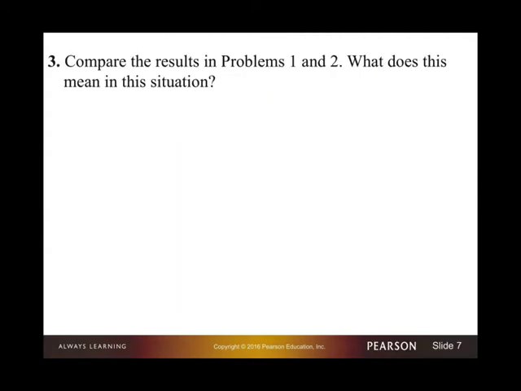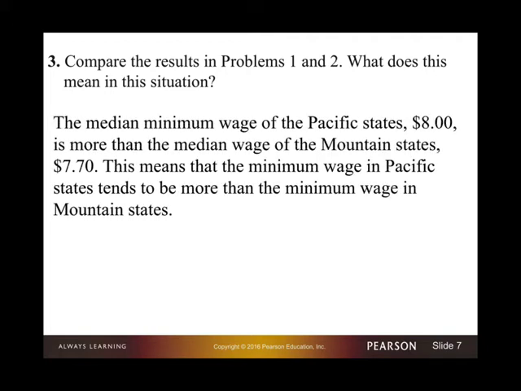Okay, number 3. Compare the results in problems 1 and 2. What does this mean in this situation? So we found the median for the Pacific states and also the Mountain states. Now we want to compare their medians. For the Pacific states, we found the median minimum wage at $8. And for the Mountain states, we found it at $7.70. So that means the minimum wage in the Pacific states tends to be more than the minimum wage in the Mountain states.